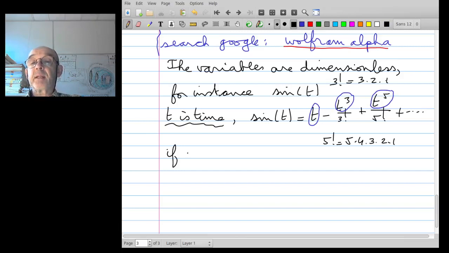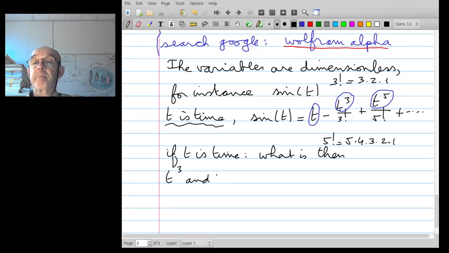If t is time, then you can ask yourself, yeah, what is then t to the power 3 and t to the power 5? Can I add them together?